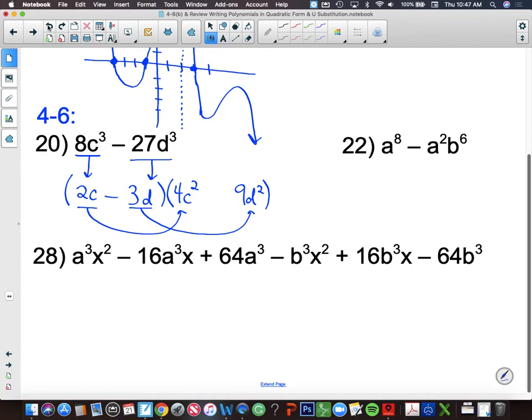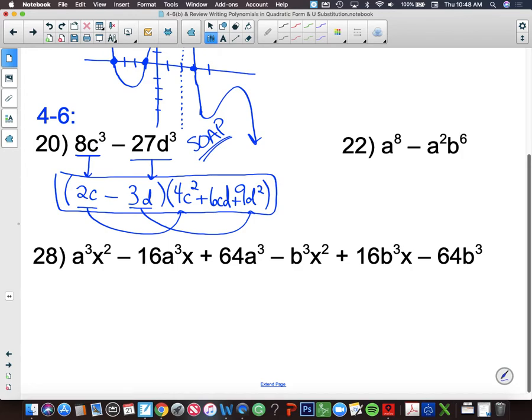All right, so it'd be 2c times 3d, which would give me 6cd. And then to remember the signs, remember it's SOAP. Same, opposite, always positive. So we do same, opposite, always positive. And then you are done. Whatever you have in your parentheses, that is your factored answer.